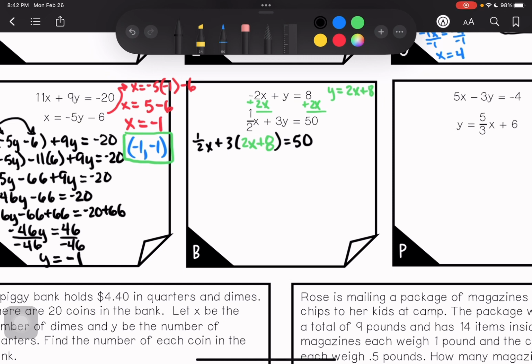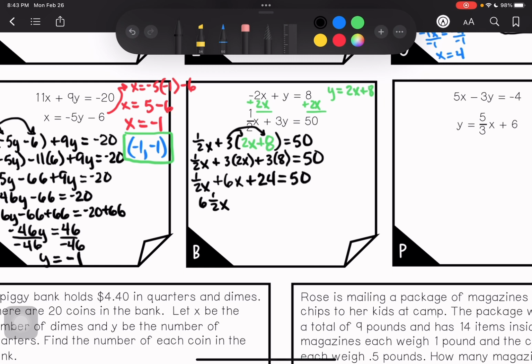Now I'm going to distribute. I have 1/2 x plus 3 times 2x plus 3 times 8. Set that equal to 50. So now I have 1/2 x plus 6x plus 24 equals 50. When I combine like terms, this gives me 6.5x plus 24 equals 50. I now want to subtract 24 from both sides.